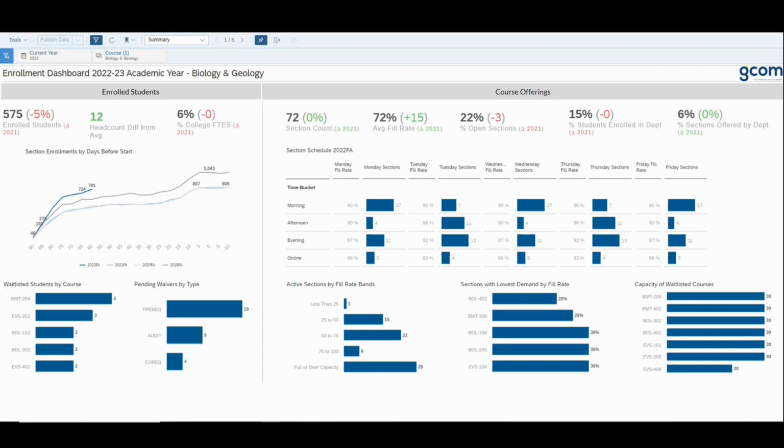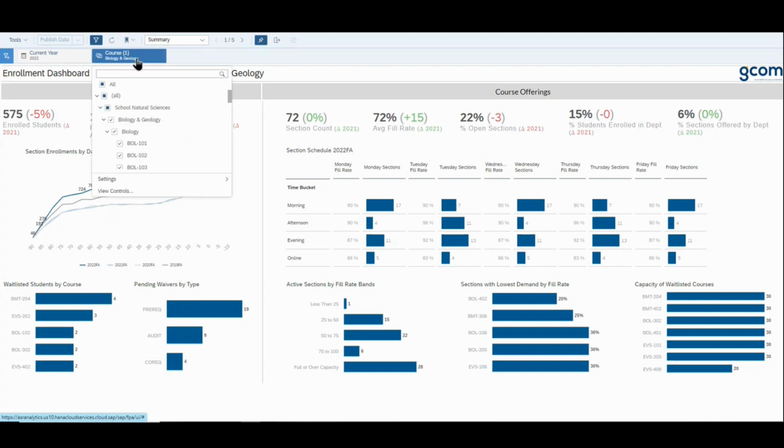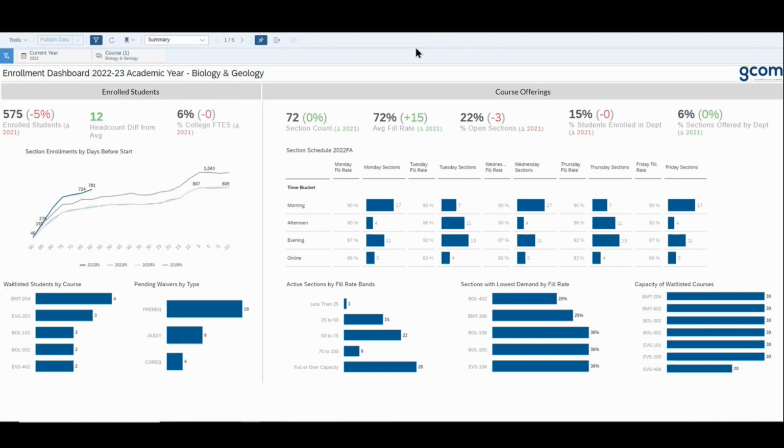Using the library of metrics, we configured this sample dashboard for the department chair role. This dashboard answers business questions related to students taking courses in the department, sections offered by the department, and students in department programs. The chair can filter the dashboard to sections offered by their department or further refine their view to a specific subject area or course.